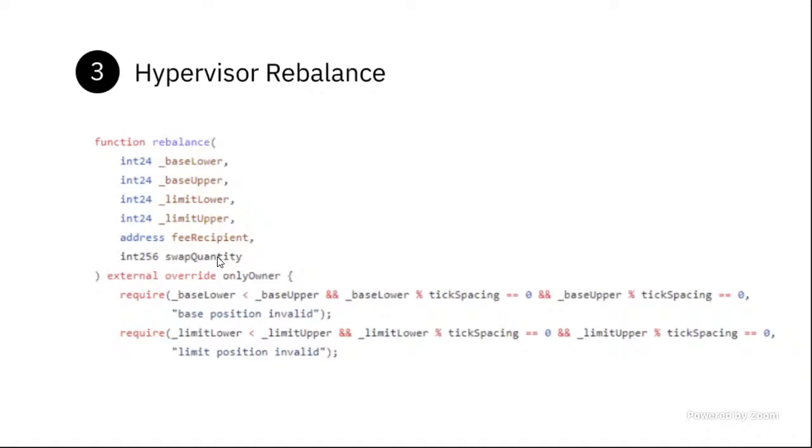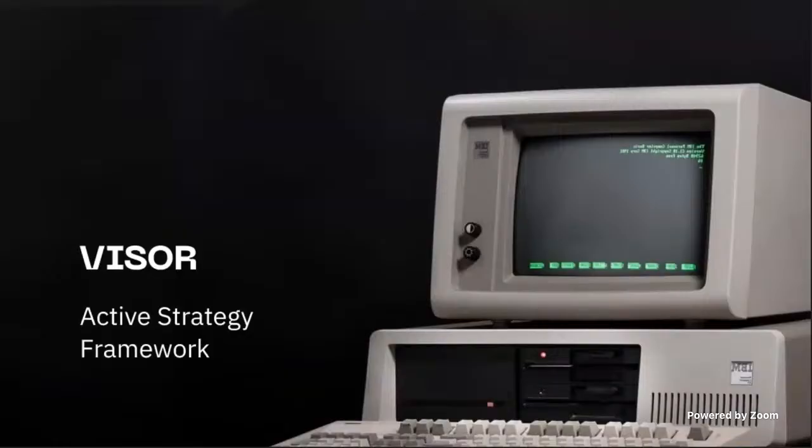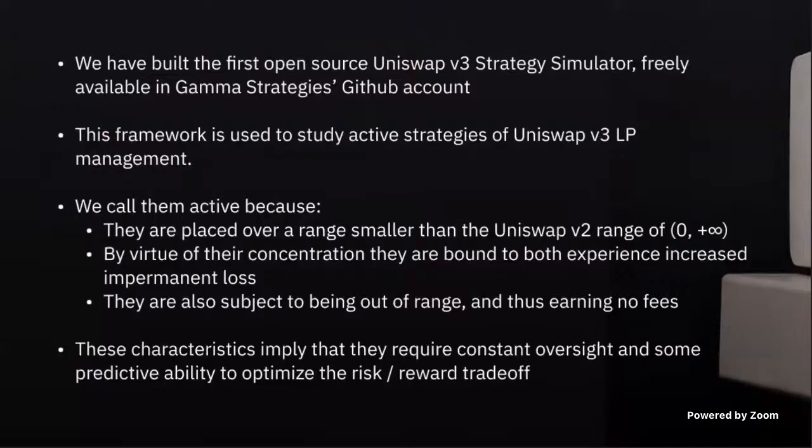Okay, so these are the 3 main functions, and we're going to now describe the active strategy framework in the last 5 minutes that we have. So we have built the first open source Uniswap v3 strategy simulator, and it's freely available in Gamma Strategies GitHub account. We have used it to study active strategies of Uniswap v3 LP management in order to simulate and also to actively implement these through our endpoint.